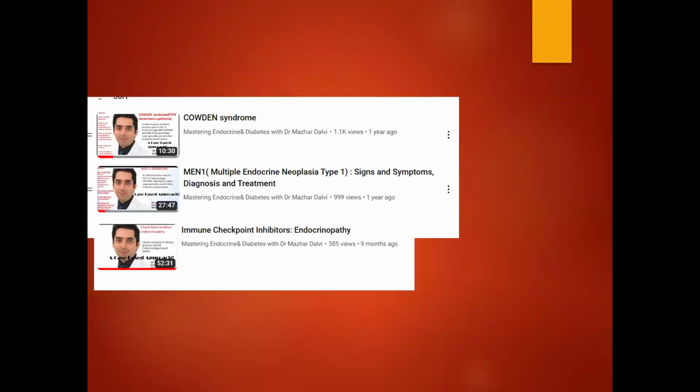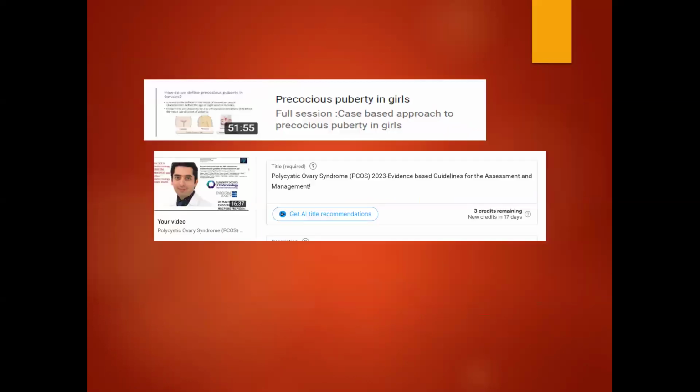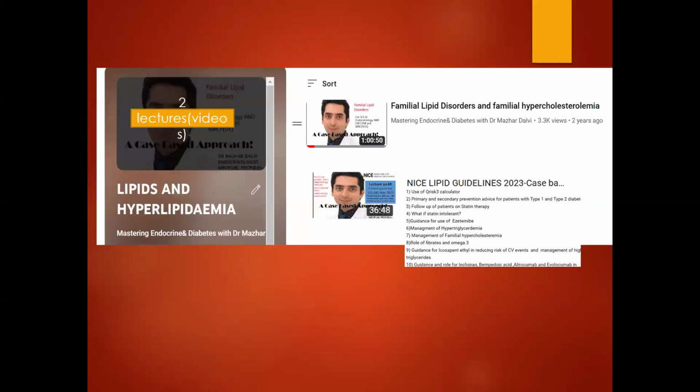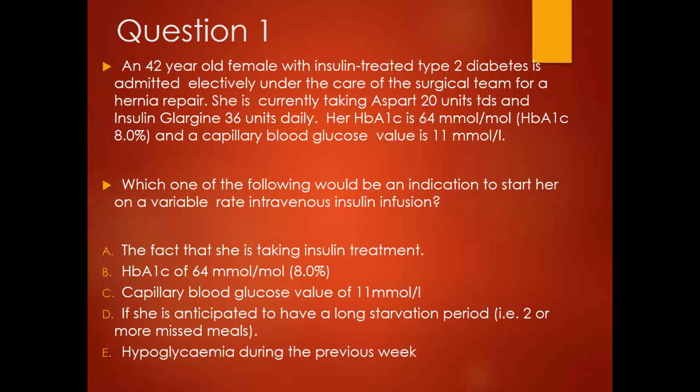Three sections on inherited endocrine syndromes, around 7 lectures across various topics of reproductive endocrinology, 3 lectures on calcium and bone metabolism, and 2 important sessions on familial lipid disorders and NICE lipid guidelines. In terms of pediatric endocrinology, there is one session on delayed puberty, covering the spectrum of Kallmann and Klinefelter's. Now let's start right away with your questions.